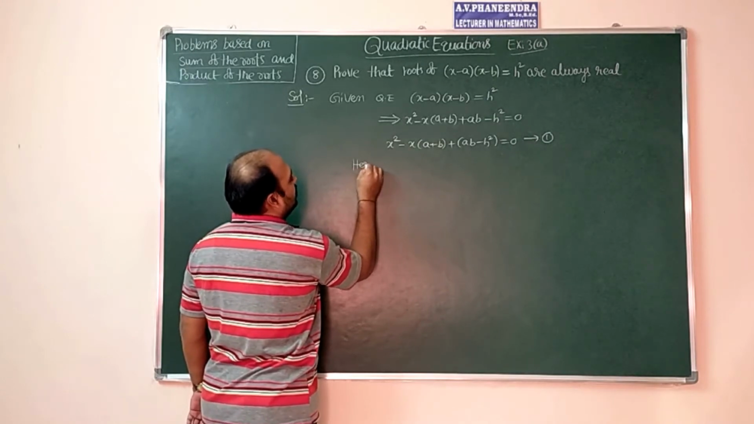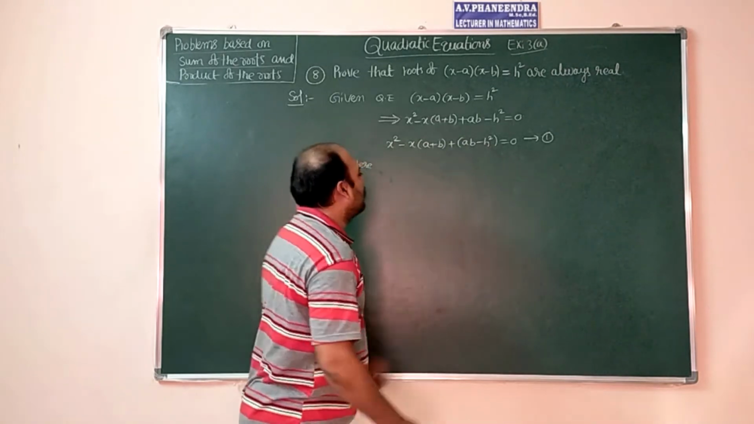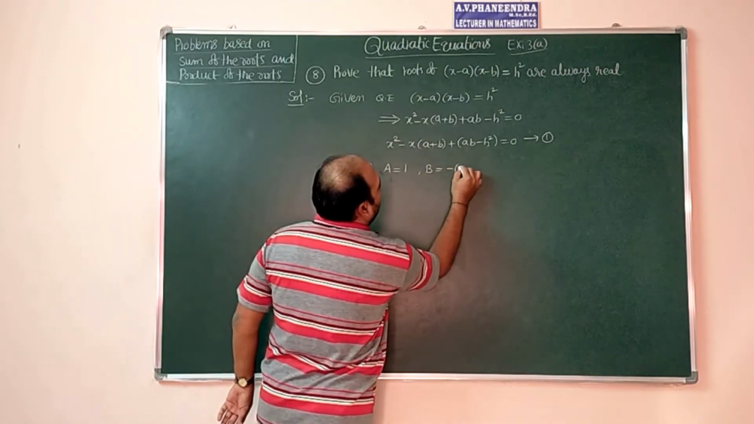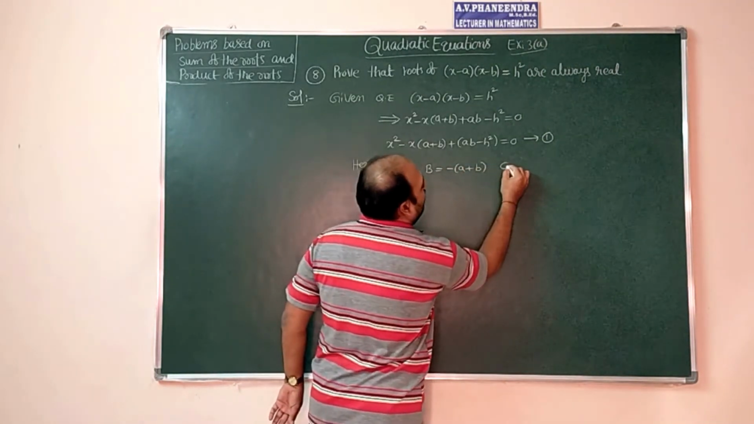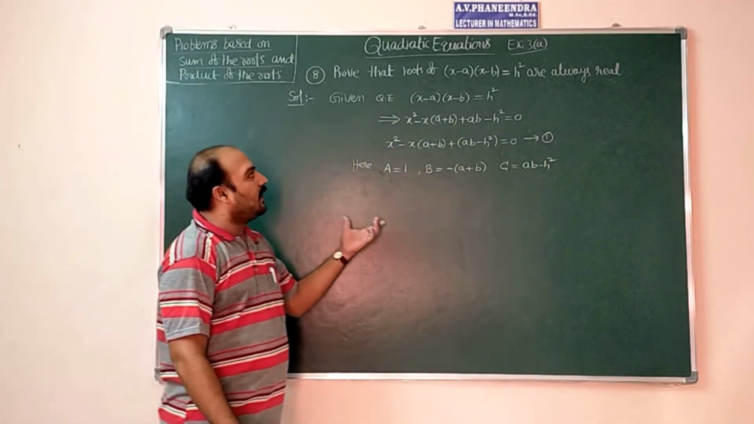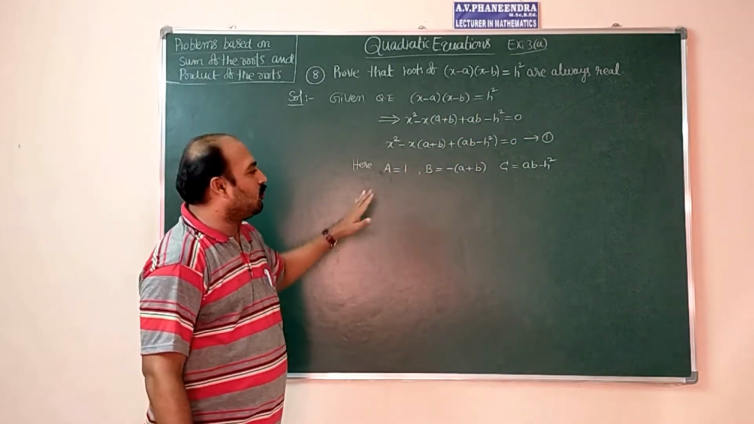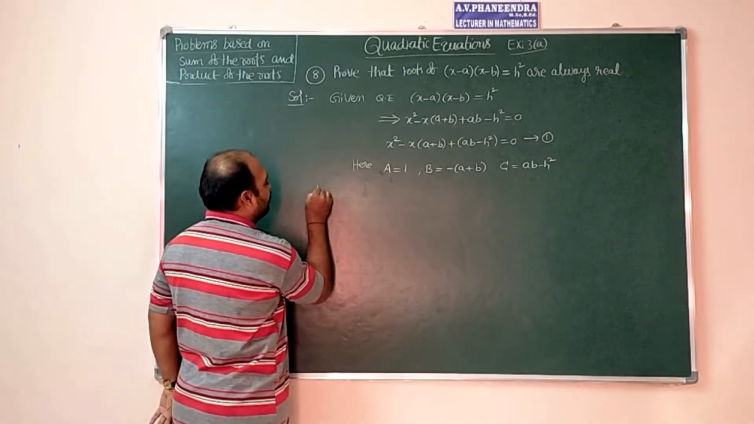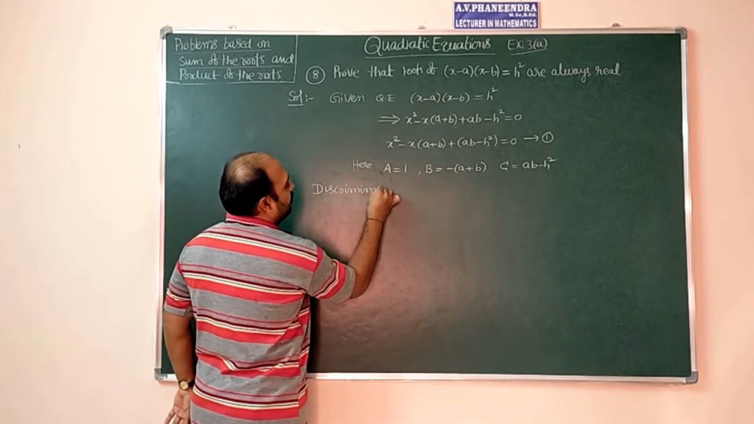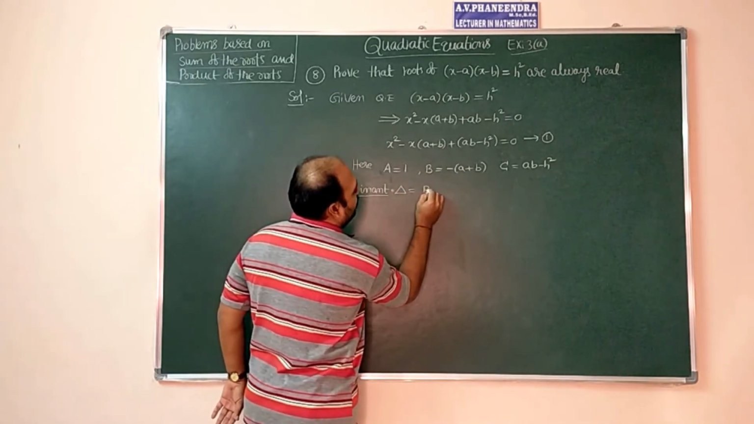Here compare with the quadratic equation capital A x² + capital B x + capital C. So here capital A is equal to 1, capital B is equal to -(a + b) and capital C equals ab - h². Now, to decide that the roots are always real, we need to calculate the discriminant of the quadratic equation. Discriminant delta equals b² - 4ac.